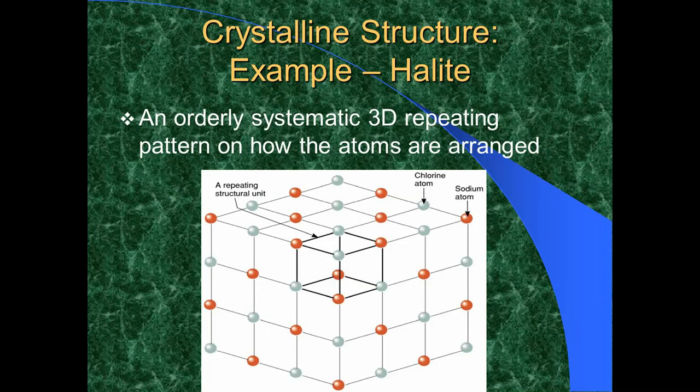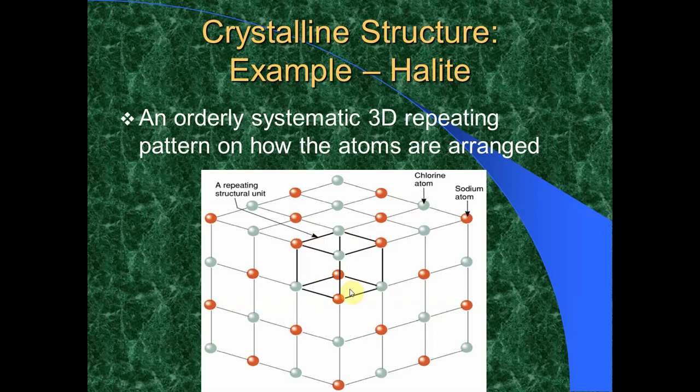Let's talk about crystalline structure, the 4th characteristic. Now we're going to use halite again as an example, and a crystalline structure is a systematic, orderly, 3-dimensional repeating pattern of how the atoms are arranged. So this is what halite looks like on an atomic level, with the gray balls being chlorine atoms and the red balls being sodium atoms.